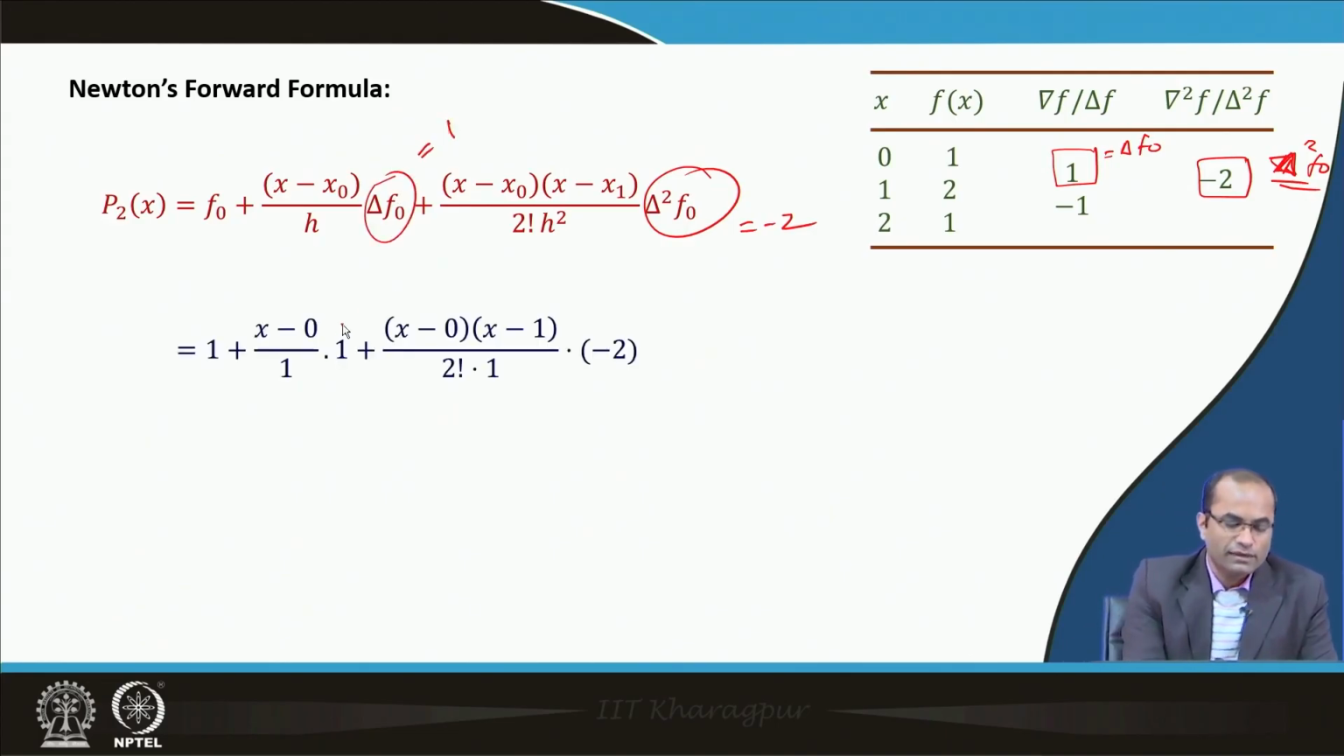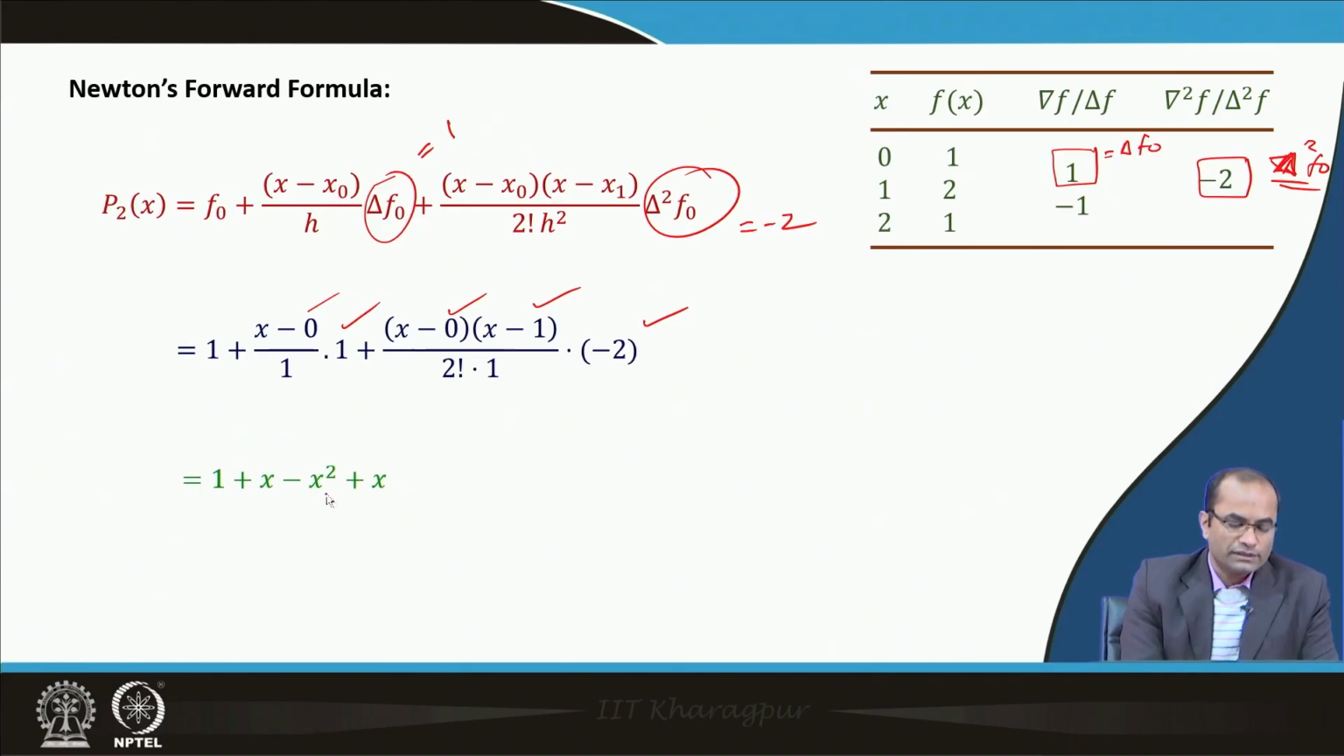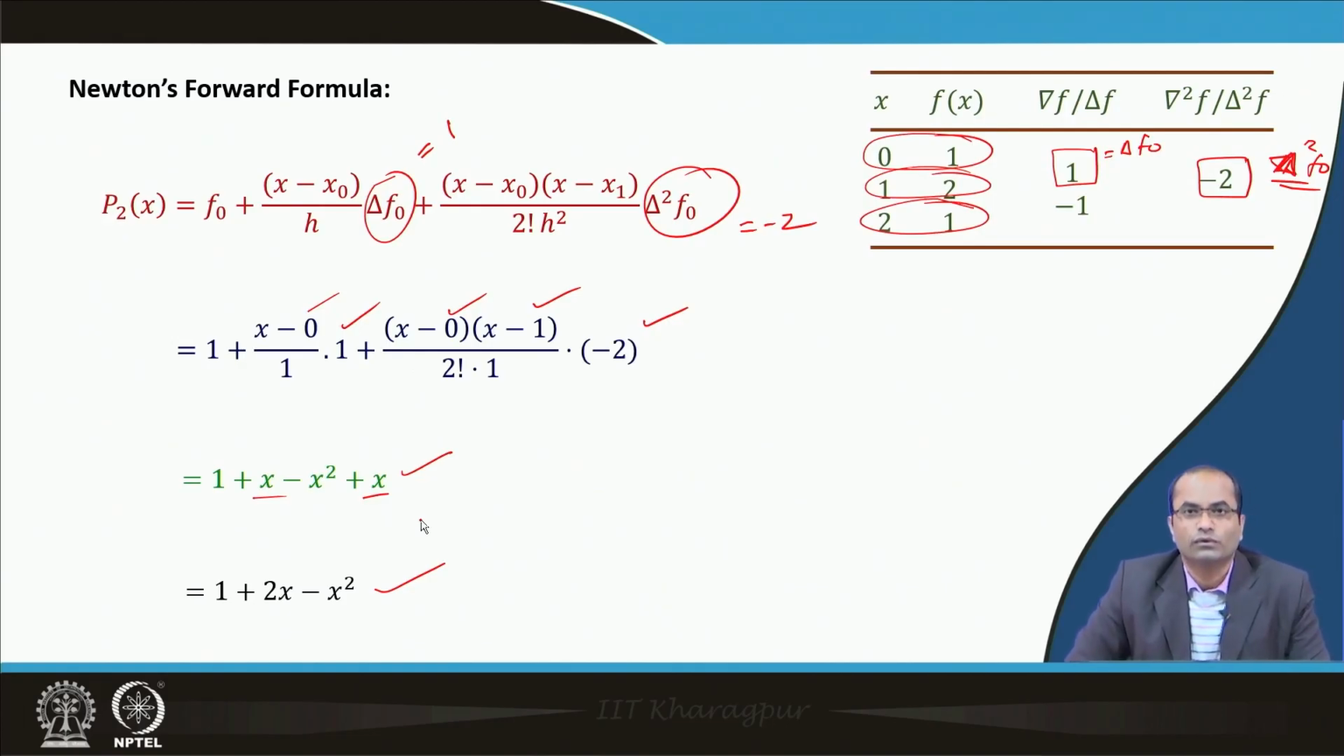So, these two values will be used here, this is minus 2 and at this place this is 1. So, substituting these values 1 and minus 2 and then x naught and x 1, that is 0 and 1, we can simplify this formulation and we will get 1 plus x minus x square plus x, and this x we can add. So, finally, we have this polynomial 1 plus 2x minus x square that passes through the given points 0, 1, 1, 2 and 2, 1. One can check again and naturally it will satisfy all these points.